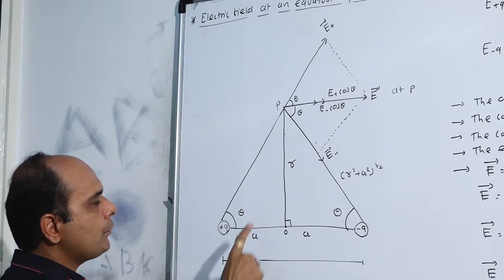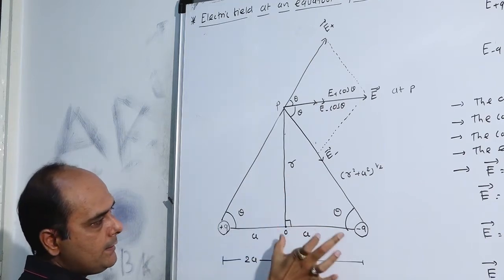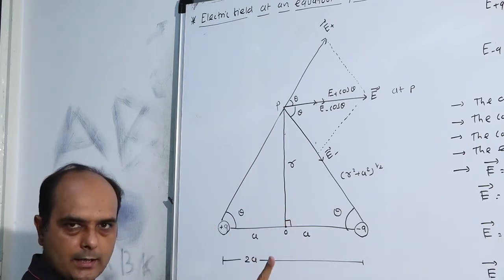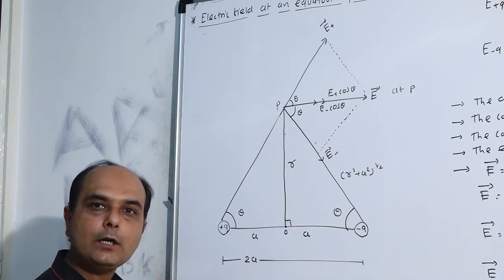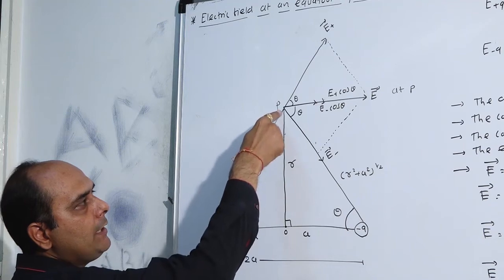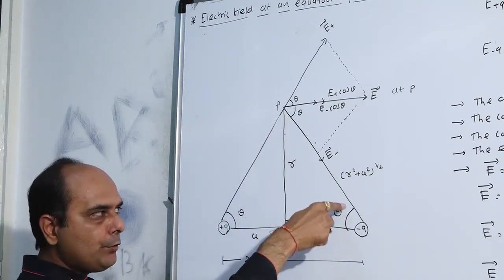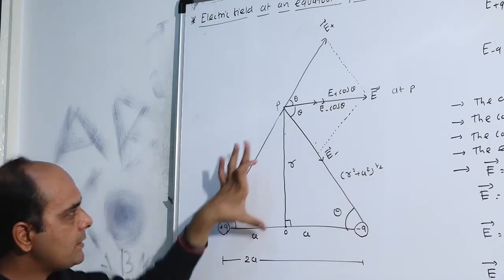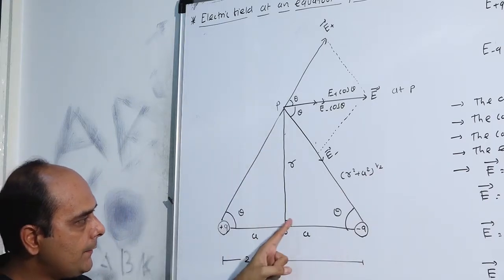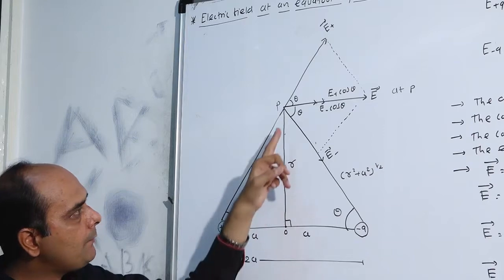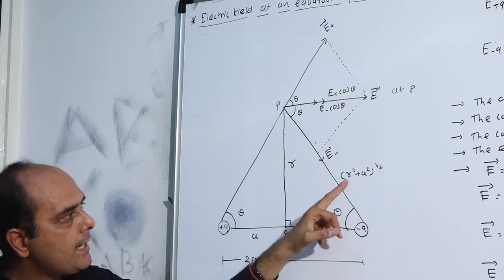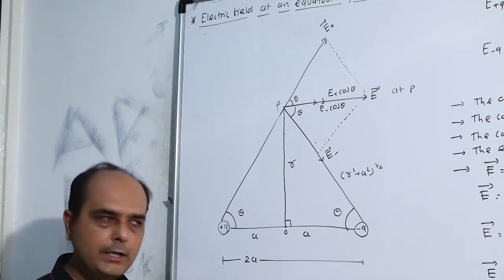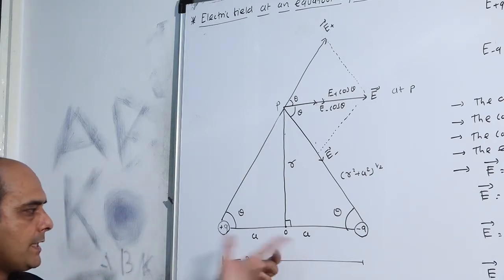Okay. So this much distance is a. They form a right angle triangle. Therefore, from the Pythagoras theorem, the value of the hypotenuse is (r square plus a square) raised to 1 by 2. This much is r, this much is a. They form a right angle triangle. Therefore, the value of the hypotenuse is (r square plus a square) raised to 1 by 2 from the Pythagoras theorem. Now, there is some explanation from this diagram.